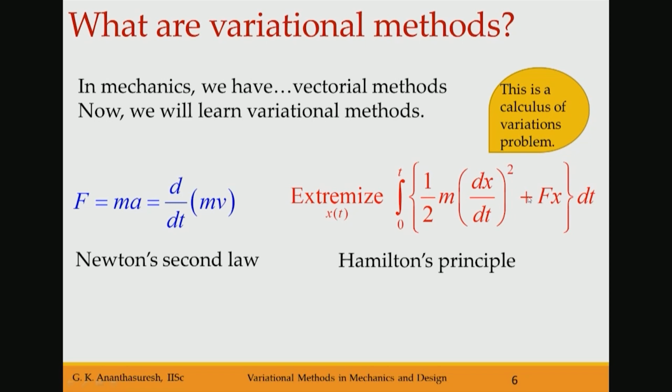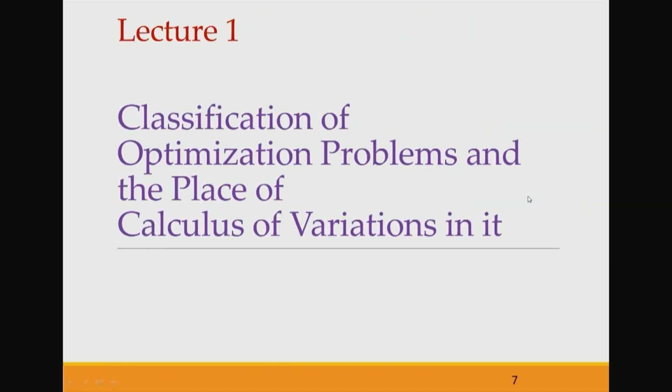So, in this course what we will focus on will be optimization problems first. Okay. In lecture 1 we are going to talk about optimization problems of two kinds. Actually there are several kinds, but we will focus on two. One is in a finite number of variables, the other will be in terms of functions. So, let us look at the classification of optimization problems and the place of our topic, which is calculus of variations, because that word variations is in our course title, variational methods in mechanics and design, and that is why we will focus on calculus of variations.